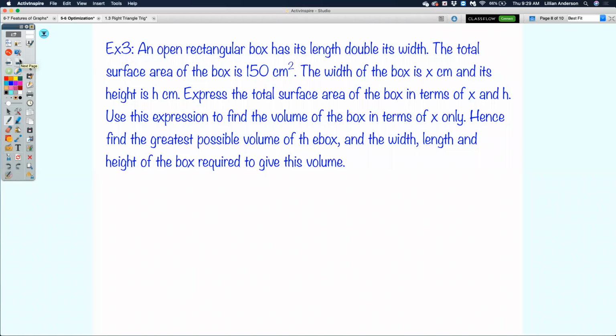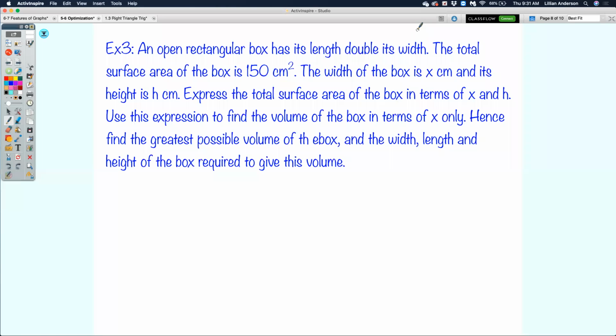All right, this one's pretty loaded, but it breaks it down into pieces, all together in a paragraph format. Give you guys a second to write this one down. An open rectangular box has a length double its width. The total surface area of the box is 150 centimeters squared.